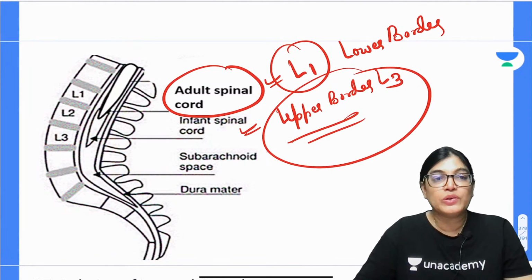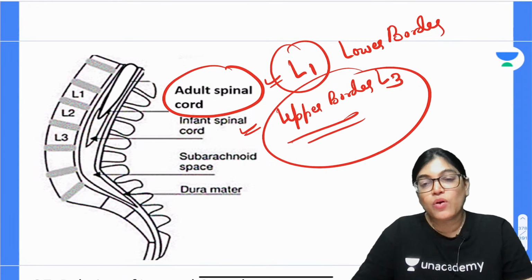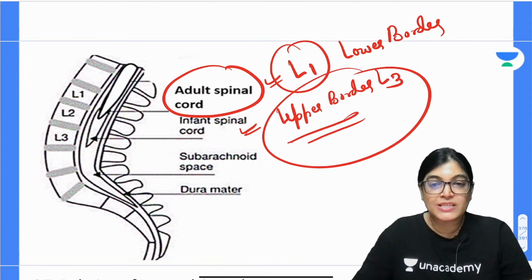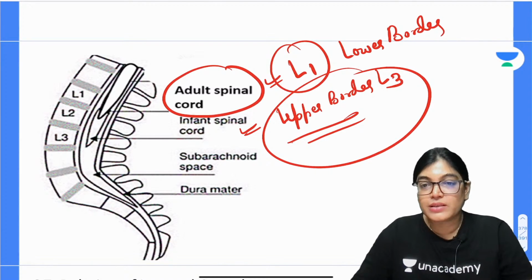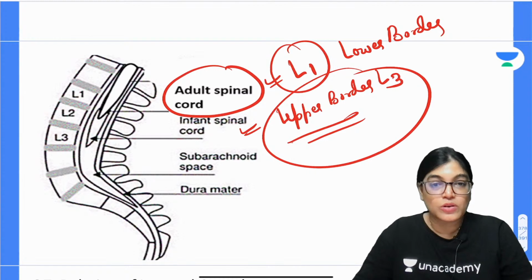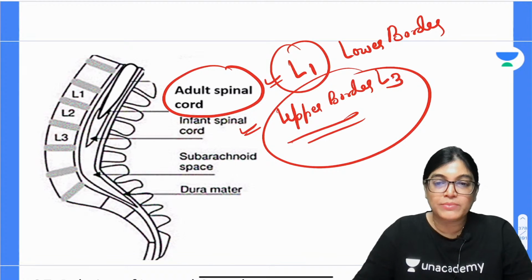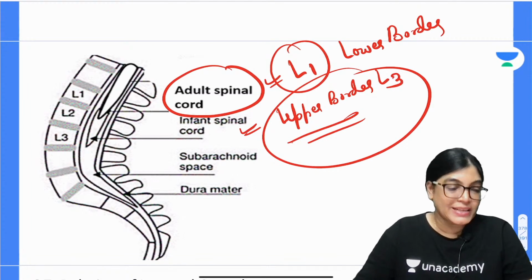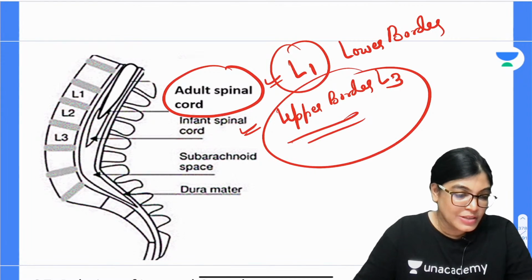Diagnostic means we will take out the fluid, CSF, and we will go for the examination of CSF fluid, whether it is meningitis, which type of meningitis, bacterial, viral, whether meningitis is due to tuberculosis, or fungal. So that examination can be investigated. The other is we can go for lumbar puncture for providing spinal anesthesia. Okay, Joseph.